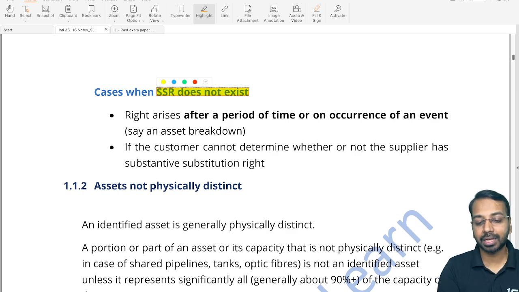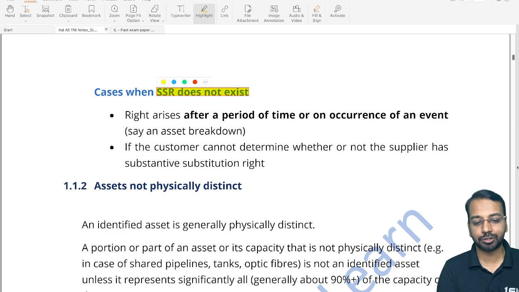And if the customer cannot determine whether the vendor has the ability or not, generally, this does not happen in real life scenarios. The contract will mention explicitly. But if the customer says that I cannot determine, then the standard says assume that the SSR does not exist, right?